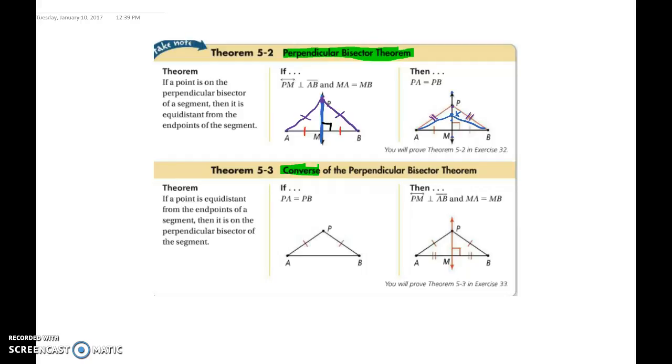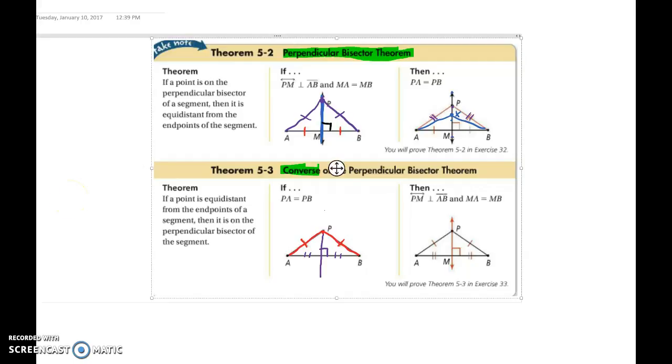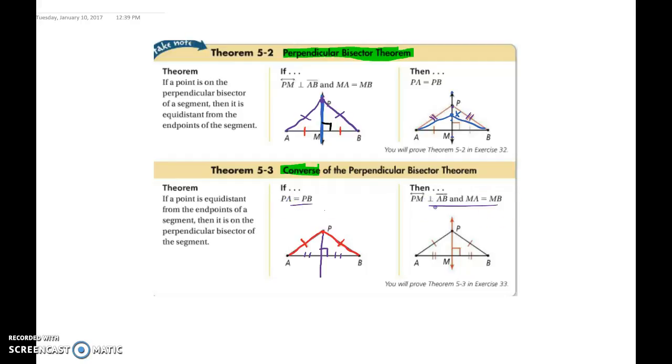And now the converse of that. Remember, when we deal with the converse, we switch the hypothesis and the conclusion. So that states if we have a point, in this case point P, and it's the same distance to the two endpoints, then it guarantees that that point P is on its perpendicular bisector. So we can draw this line here, and we know it's going to fall on that perpendicular bisector. So if PA is equal to PB, then we know P is on its perpendicular bisector.